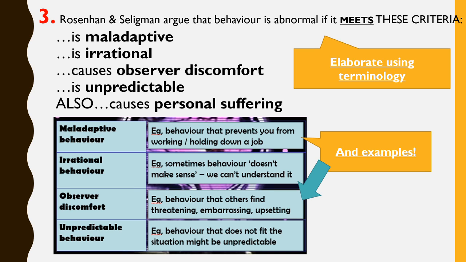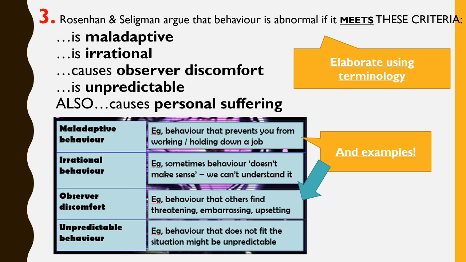Irrational behaviour is simply behaviour that people around you can't make sense of. They don't understand why you're doing that. So for example, sometimes behaviour doesn't make sense. We can't understand it. Somebody who is depressed might just burst into tears and we've got no idea why they are crying. It's totally irrational to us. You might just be sat having a conversation and there we go with the tears.